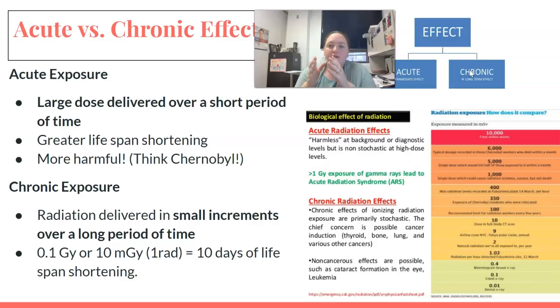Chronic is small increments of exposure over a long period of time. I want you to think about your patient who's in chronic pain. They've had pain ongoing for a long time. Or you're a trauma patient who's in acute pain, which is severe pain. So acute versus chronic.